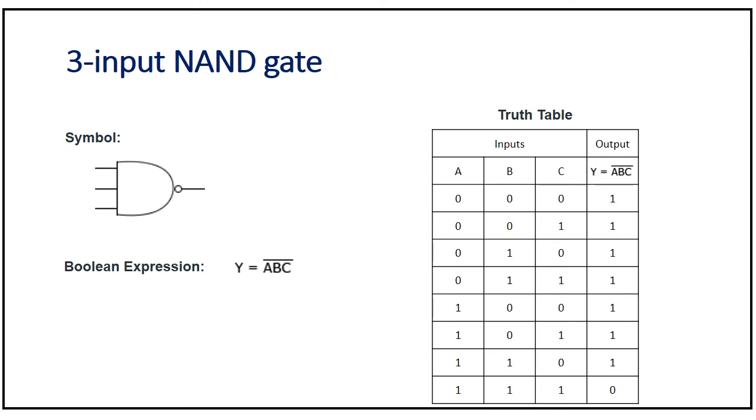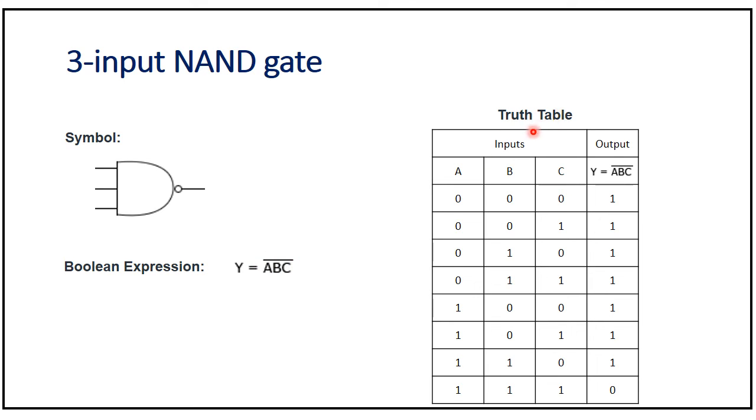In this slide, we will discuss the 3 input NAND gate. The 3 input NAND gate is a combination of AND gate and NOT gate. Symbol. This is the symbol of the NAND gate. Here it has 3 inputs A, B, and C, and 1 output. Here the bubble indicates NOT gate, so we can say it's AND plus NOT. Here the boolean expression is Y is equal to A dot B dot C, the product of 3 inputs, and its complement.